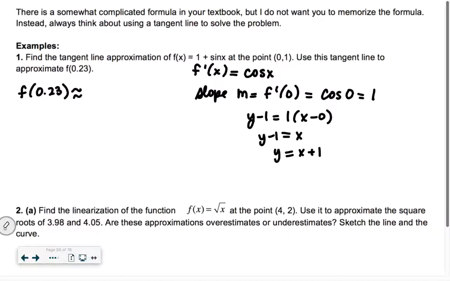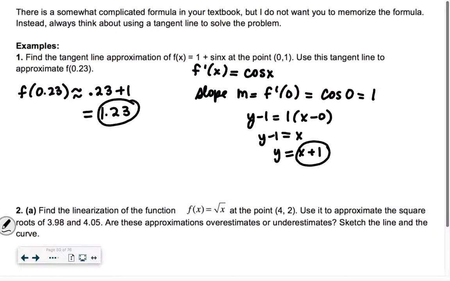Okay, so now we're not done. Now we're going to use this tangent line approximation to find this x value. We're going to say, well, f of 0.23 is going to be close to just as if I'd used this function instead. So it's going to be 0.23 plus 1, which is 1.23. Can we do that without a calculator? Yeah, we can. Really easy.